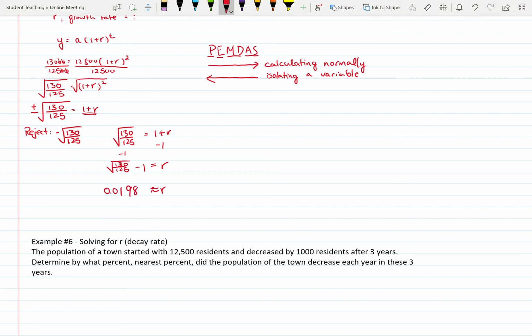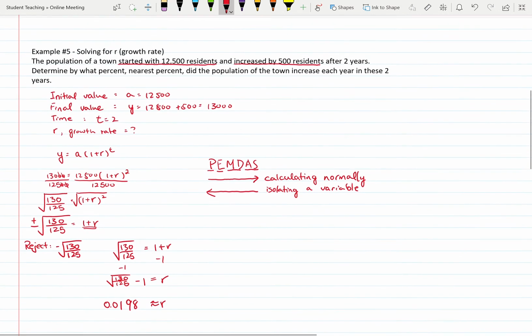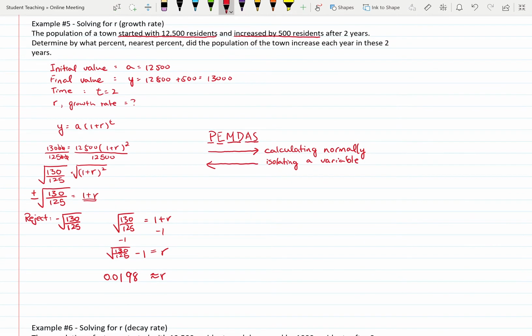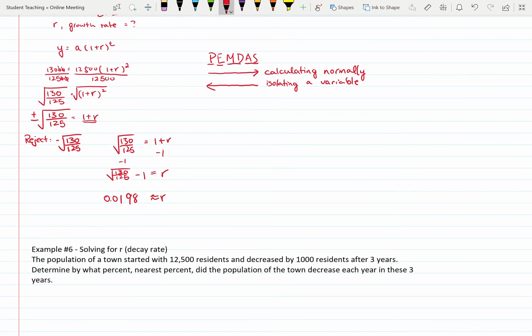198. Now, the question asked by what percent, so we need to convert that into percent. More specifically, you need to convert that to the nearest percent. Okay? So, converting that into percent, we need to move the decimal to the right 2 places. 1 place, 2 places. That gives us 1.98%, which is roughly 2%.